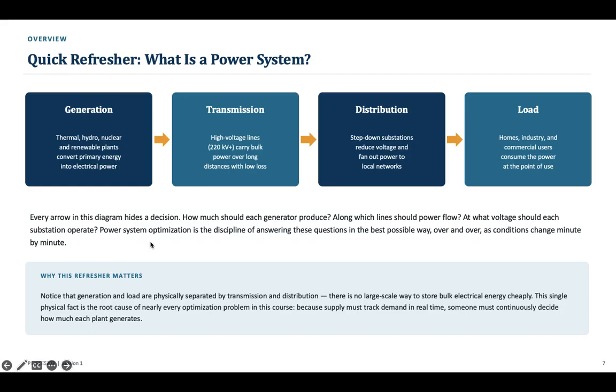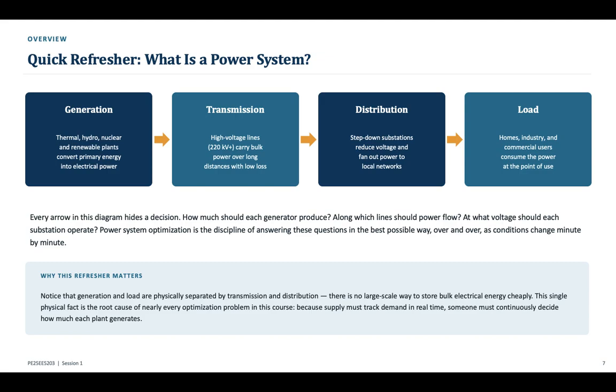So here what I'm trying to say is, power system optimization is the discipline of answering these questions in the best possible way, continuously, as conditions change minute by minute. Okay, so see why this refresher matters to us.